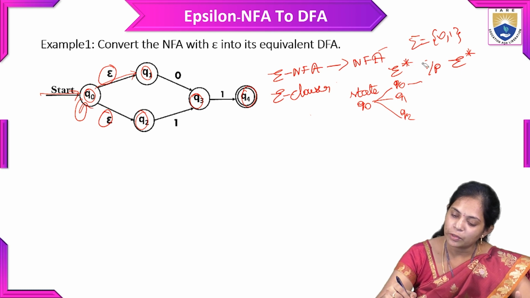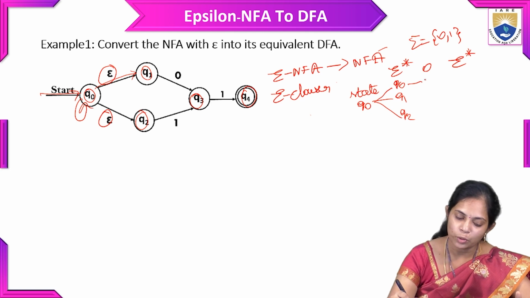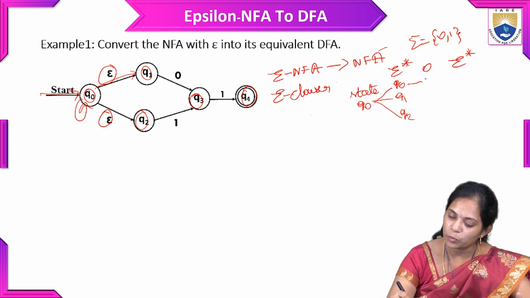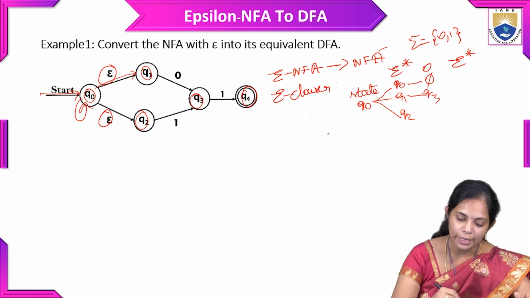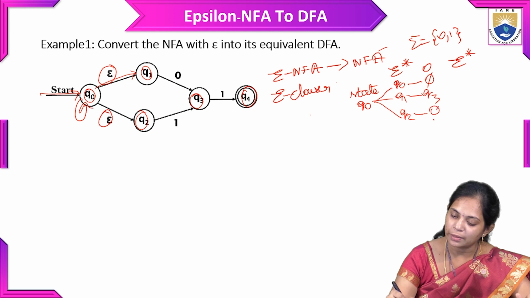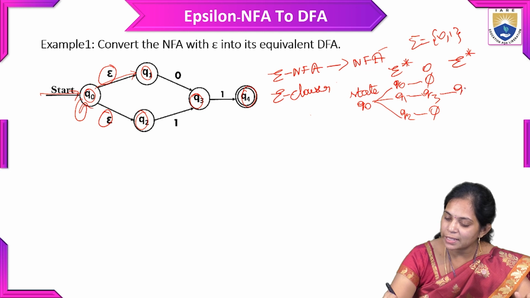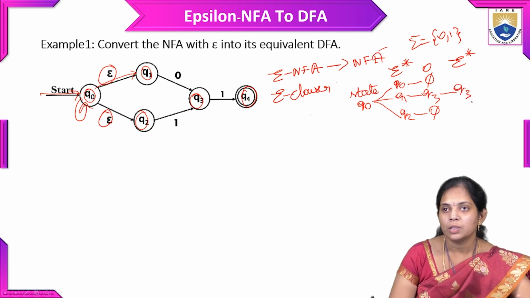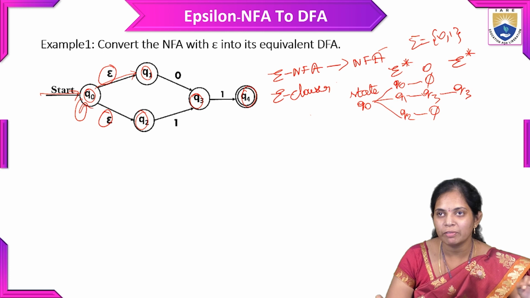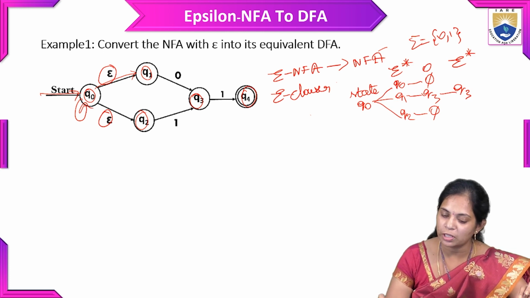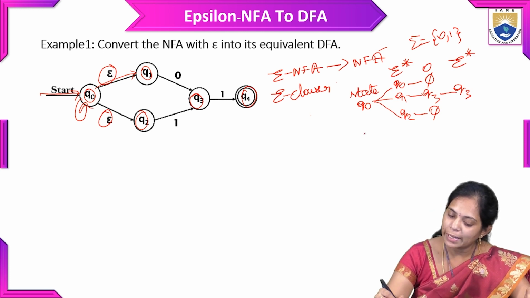Suppose here we take 0 as an input. From Q0 with input symbol 0 there is nothing, so we write phi. And for Q1 with 0, it is reaching Q3. And Q2 with 0, nothing. For Q3, the epsilon closure is itself. This epsilon closure we already discussed in the conversion of epsilon NFA to NFA.